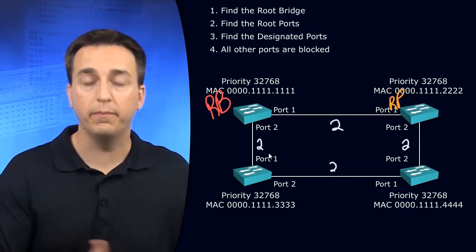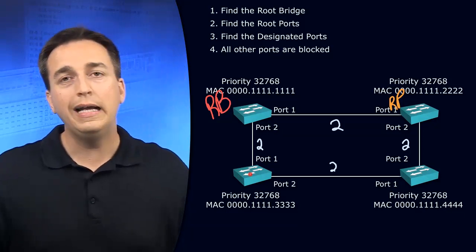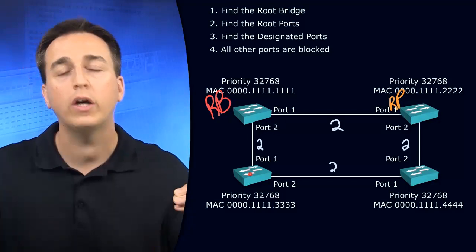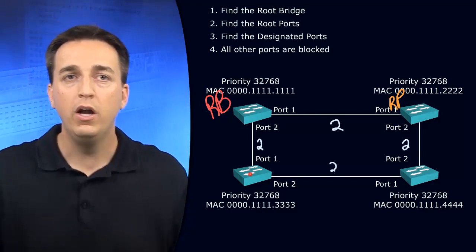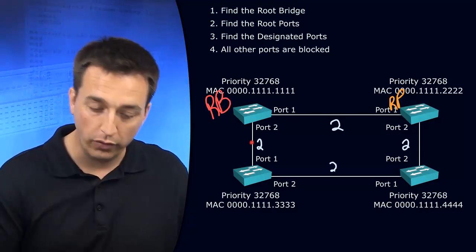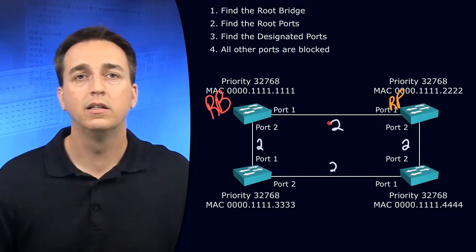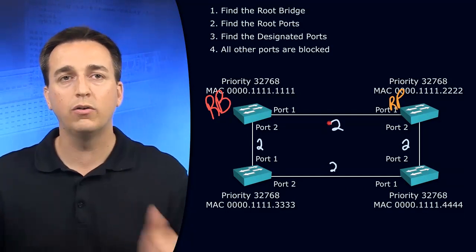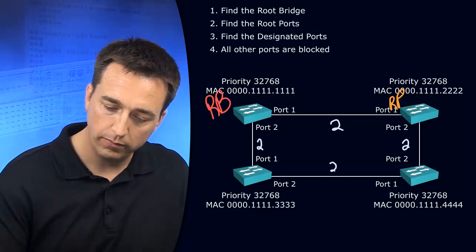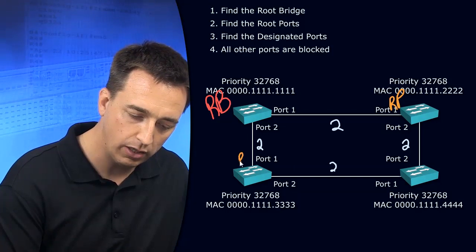We do the same thing on our switch in the lower left-hand corner. Is it quicker to get to the root bridge using port 1, or is it quicker to use port 2? Well, if we use port 1, we have a total cost of 2. If we go the other way, we have a total cost of 2, 4, 6. 6 is greater than 2. We always want lower with spanning tree protocol, so therefore port 1 is our root port.